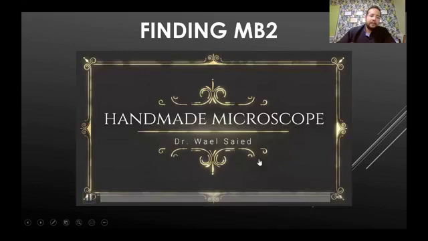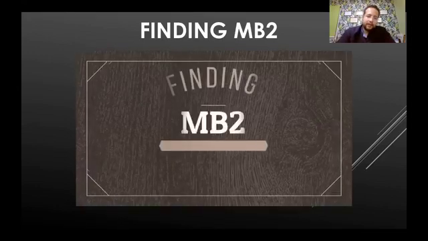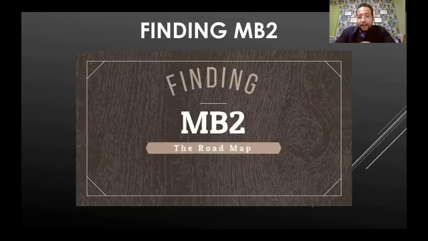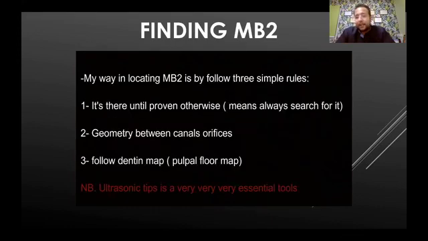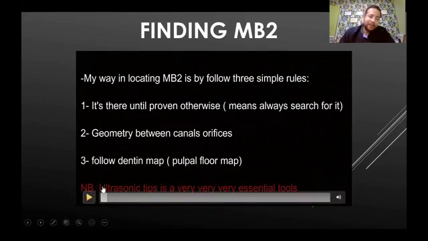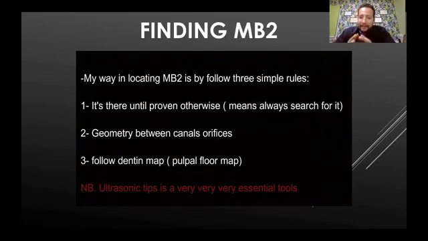Let's see, I have, I think, 4 cases here. Look, the first thing you need to have to find MB2 is the mindset that it's there. It's there. You're not that lucky. So every upper molar you do, don't assume it doesn't have MB2. They're always there, and its percentage is very different between races, populations, countries, and it also varies between many researchers on the same race or population. But you have to assume that it's there until proven otherwise.